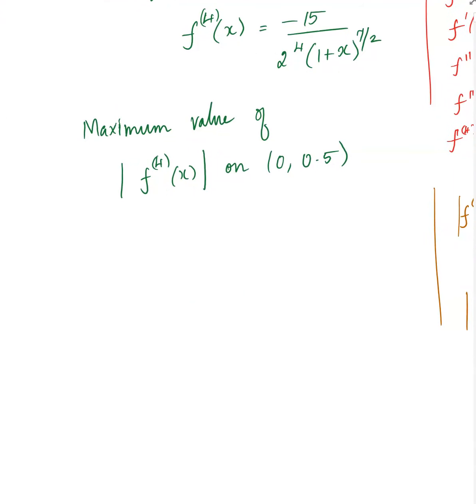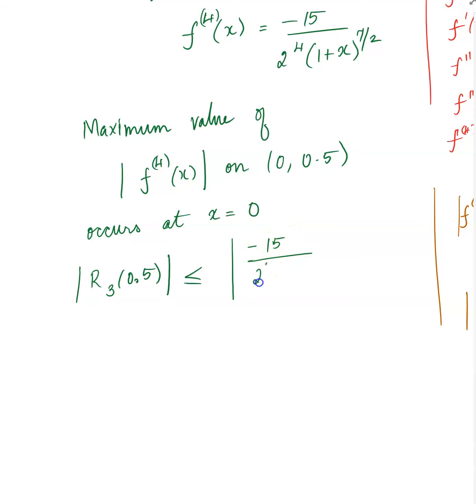So we come here and say maximum value occurs at x equals 0. Therefore, we are now confident to go ahead and find the bound, the error bound. So R3 of 0.5 is less than or equal to this value that we just did. So I'm going to put it here, but we just computed it already. 2 power 4, 1 plus 0 power 7 over 2.